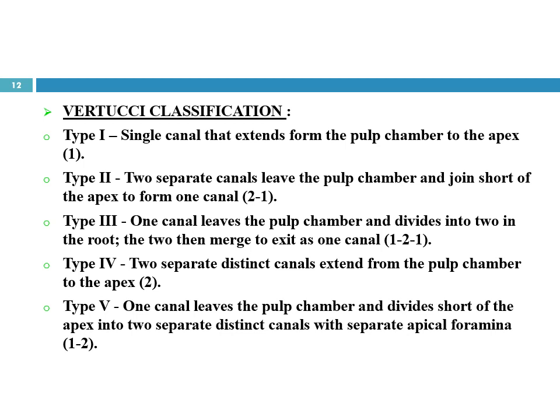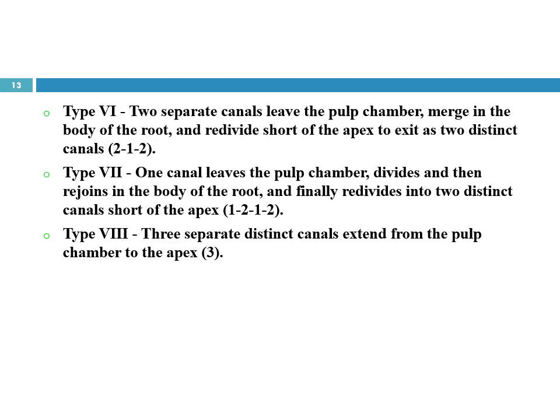Type 3 is one canal that is going to leave the pulp chamber. It's going to divide into two and then merge into a single canal as they exit. In case of type 4, there are two distinct canals from the pulp chamber. Type 5 is one canal that is going to leave the pulp chamber, and it's going to divide short of the apex into two distinct canals with separate foramen.